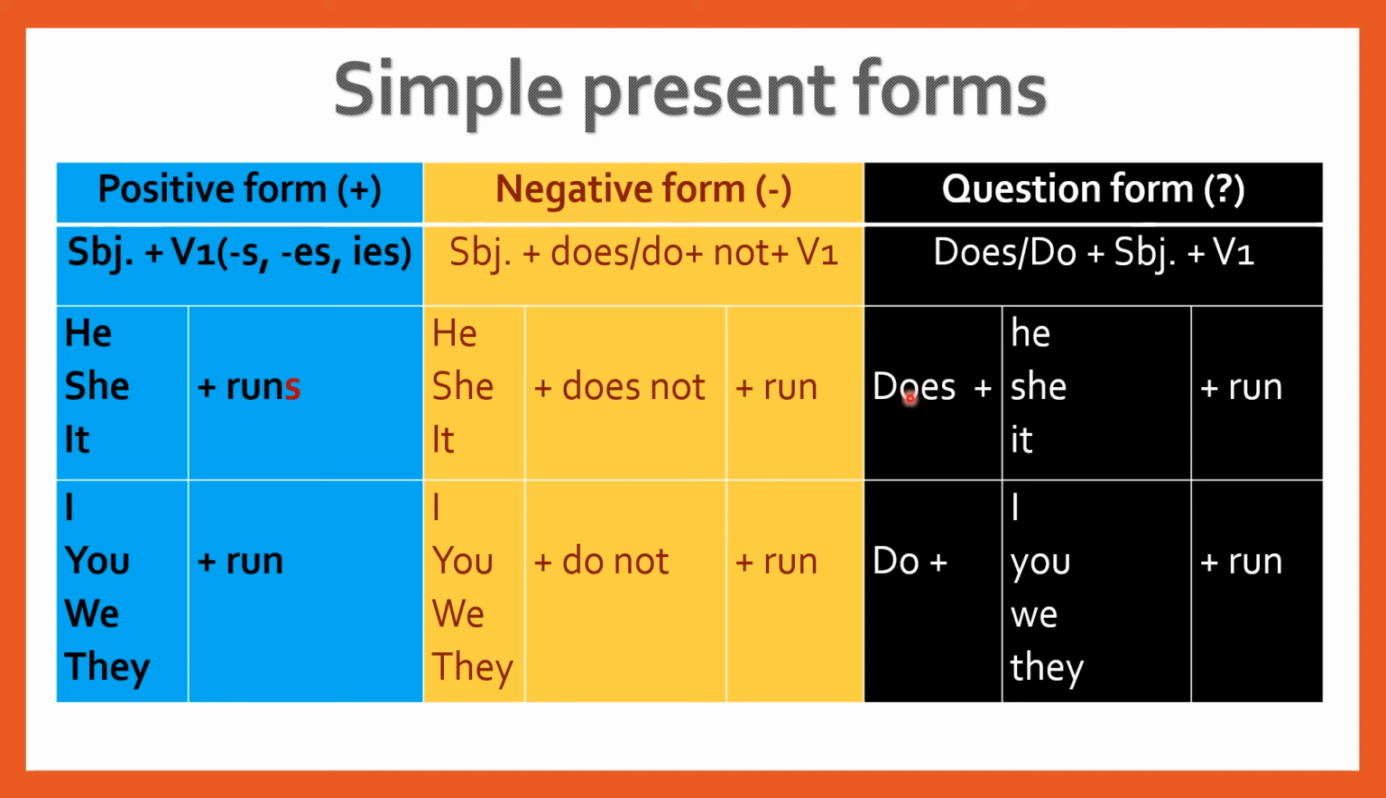Using does or do depends on the subject, as we see in this table. Adding the s of the third person to the main verb also depends on the type of the subject.